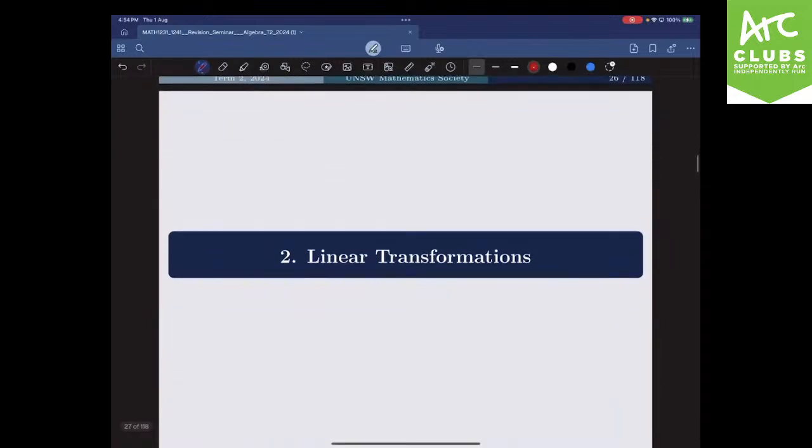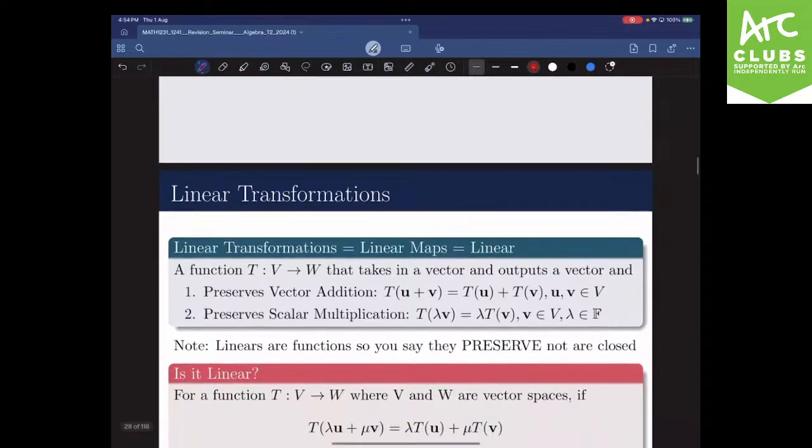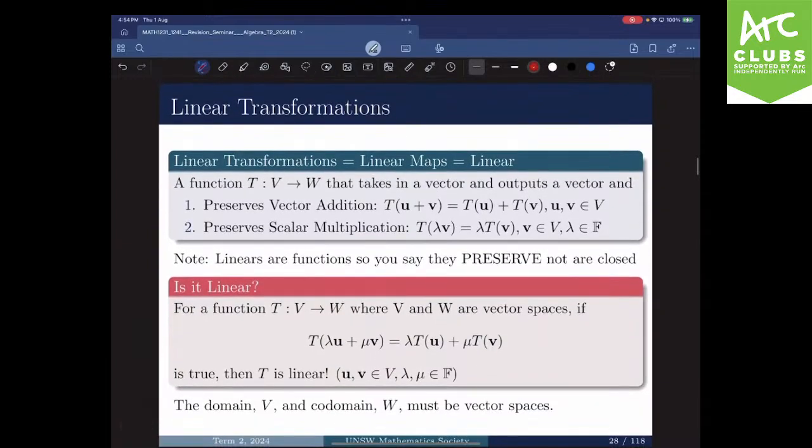Okay. So moving on to part 2, linear transformations. So what is a linear transformation? A linear transformation is just a function that takes in a vector and outputs a vector, such that it preserves vector addition and scalar multiplication. And also note that linear transformations only exist from one vector space to another vector space.